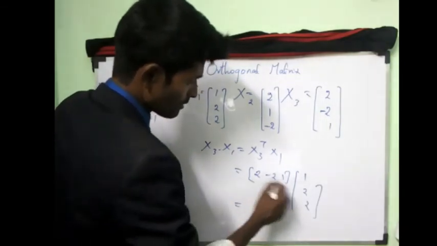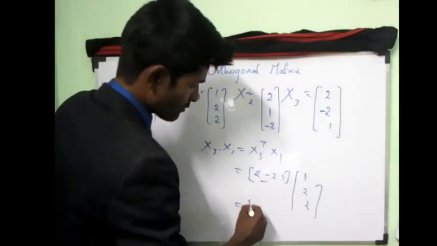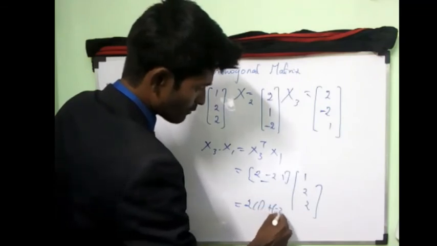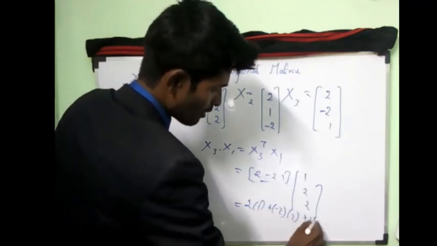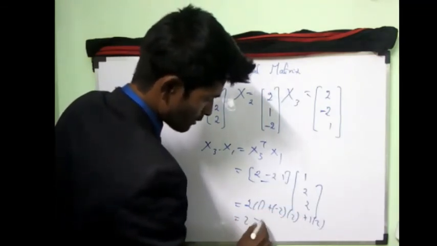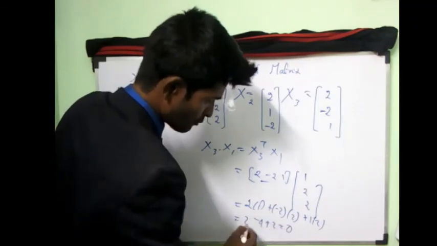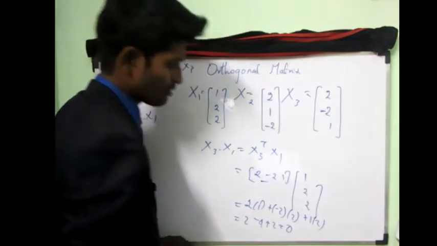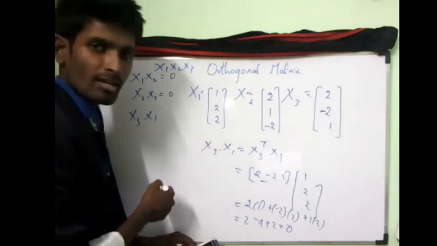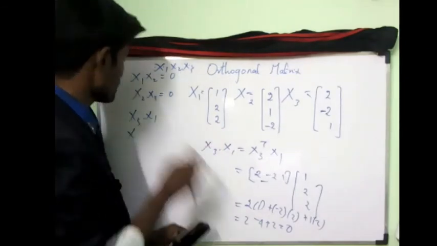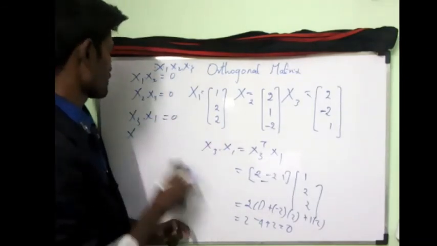That's equal to, so first row into first column: 2 into 1 plus minus 2 into 2 plus 1 into 2. So 2 minus 4 plus 2 is equal to 0. So automatically I write the third condition: x3 dot x1 is also equal to 0.